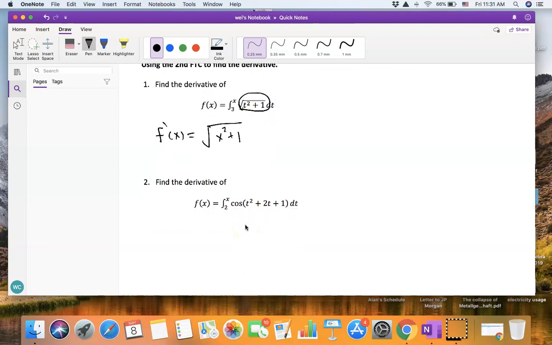Okay, let's see another one. The derivative of F(x) will be equal to this function cosine with the x plugged in. So it equals cosine of x squared plus 2x plus 1.